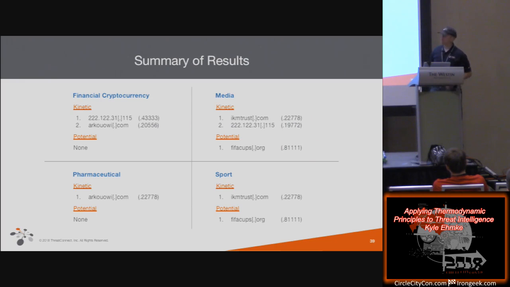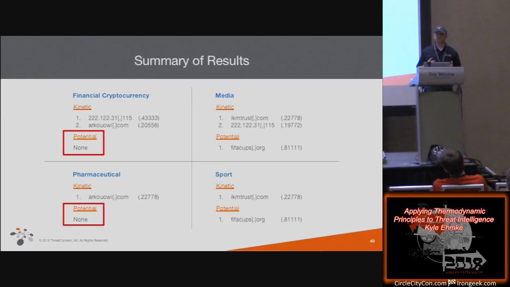So here's a summary that is a little bit easier to see of the results that we just went through. When we rack and stack the findings for each organization, we can see how organizations might go about prioritizing the review of some indicators before others. For example, the IP address would be a higher priority for the financial cryptocurrency organization, while a lower one for the media organization.